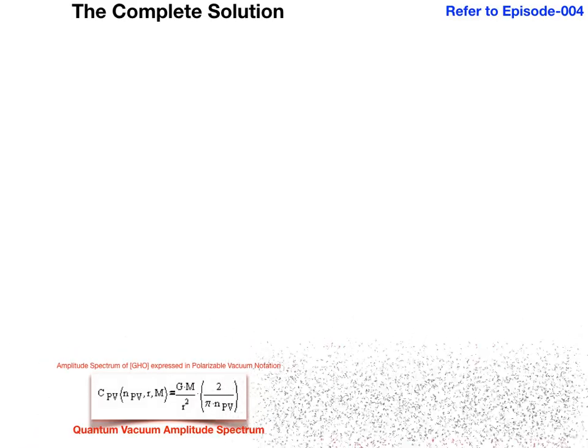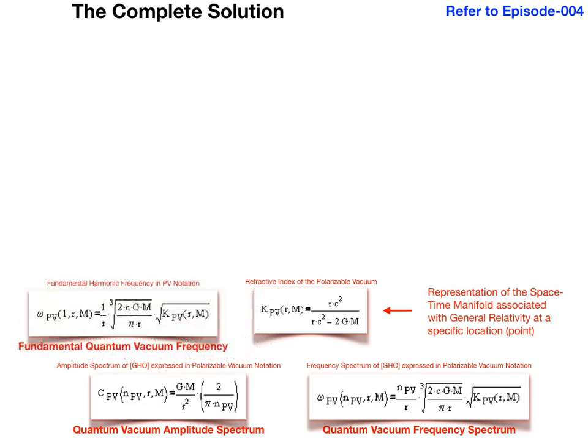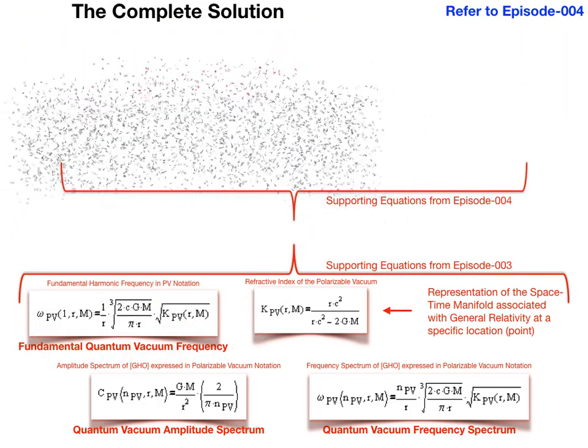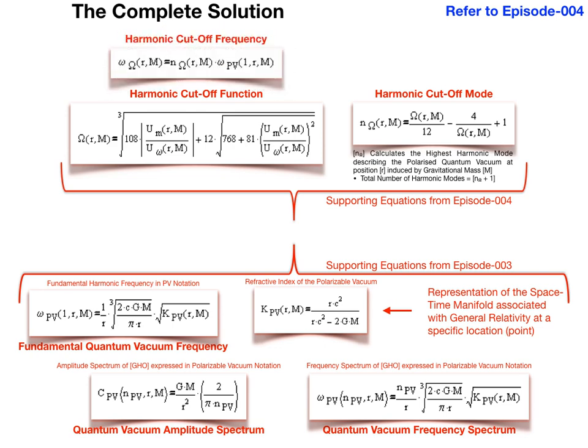Appearing on screen is the complete solution, as formulated in episode 4, defining the spectral composition of the quantum vacuum. As indicated, the complete solution includes the harmonic cutoff frequency, harmonic cutoff function, harmonic cutoff mode, fundamental vacuum frequency, quantum vacuum amplitude spectrum, quantum vacuum frequency spectrum and refractive index of the polarizable vacuum, that is, the refractive index of space-time. Please pause the video and study the information provided. We encourage our viewers to review episodes 1 to 4 before proceeding.